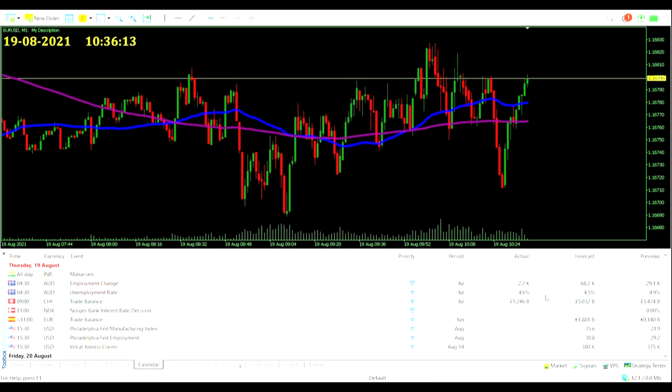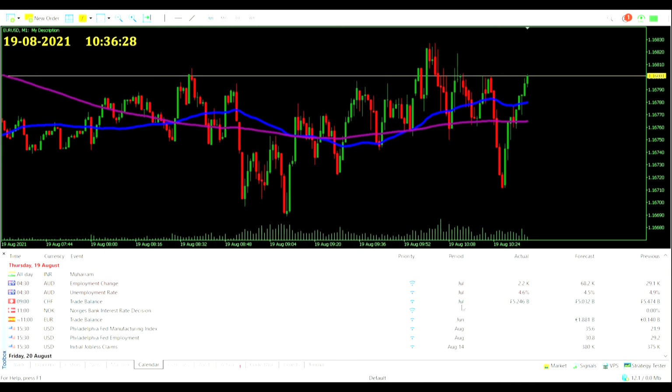So they came in about as expected. Well, they actually added a lot less jobs, to be fair, than they thought they would. They thought they were going to add 68k on forecast, but only added 2,000. Trade balance for the Swissy came in 90 minutes ago. That was about as expected.